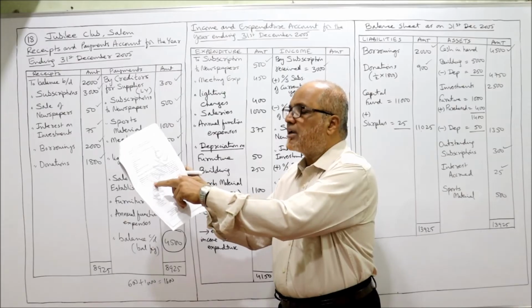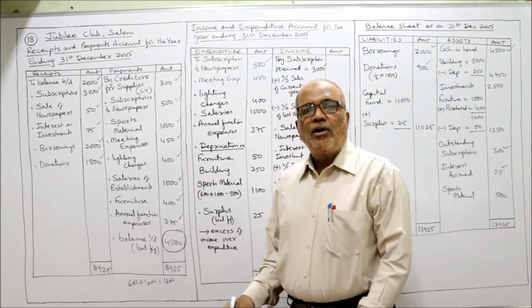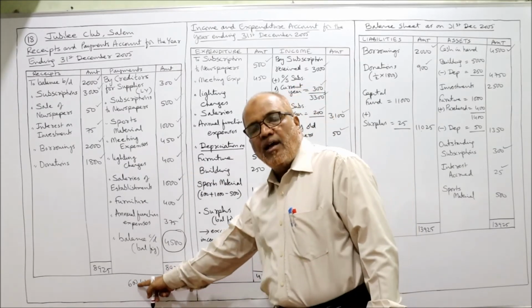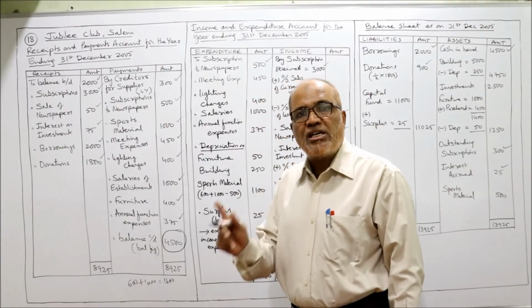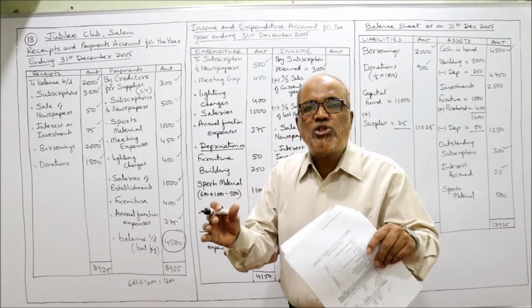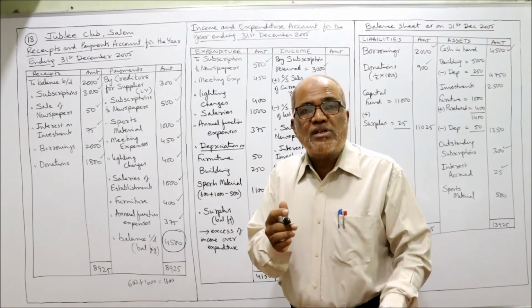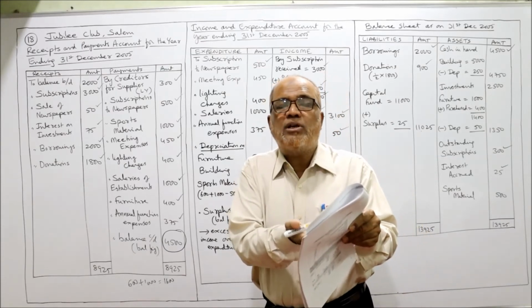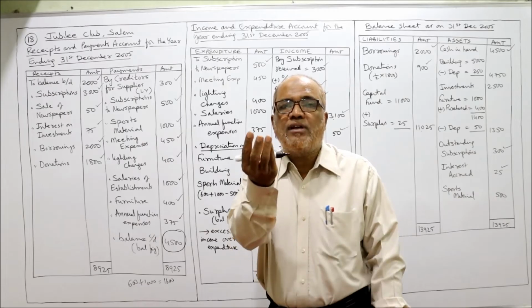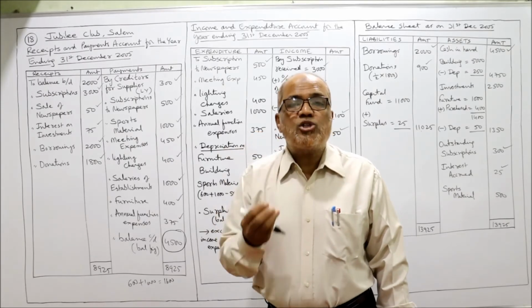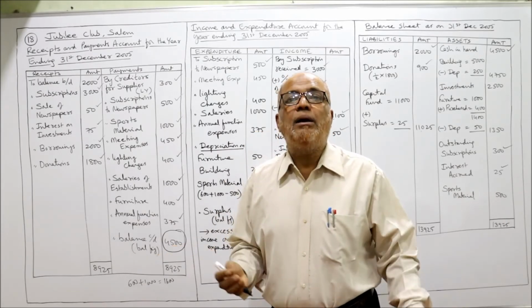Stock of sports material at the end is 500. At the beginning of the year it was 600, and during the year purchased 1000. So total sports material should be 1600. But out of 1600, it is given in the problem that the stock of sports material at the end of the year is only 500. The remaining sports material, what had happened?